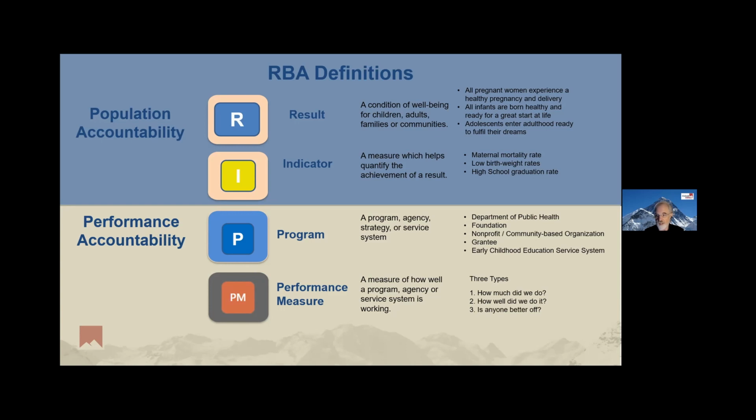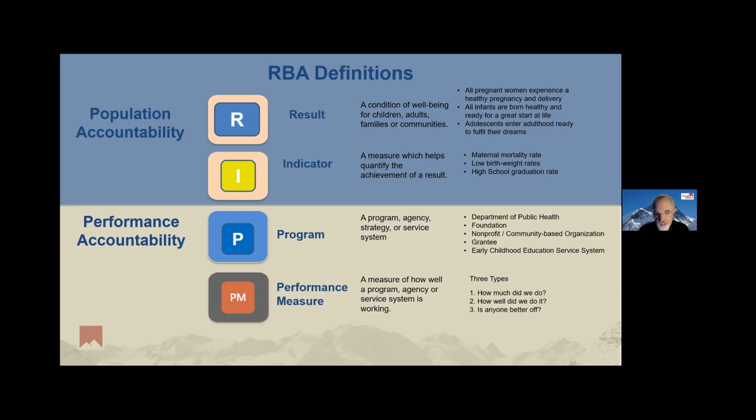And then performance accountability is when we're doing our programs, our strategies, our actions. We're actually working on the ground with consumers, with customers, with clients, with patients, with students, whatever we call them. When we're doing work with people to help them improve, those are called programs. And so the Department of Public Health, a foundation, a nonprofit, a United Way are all examples of programs. And then the performance measures are the data that tells us how well we're doing in relation to that program. And there are 3 types that we need to track. How much did we do? How well did we do it? And is anyone better off?